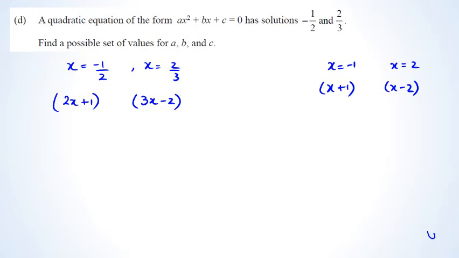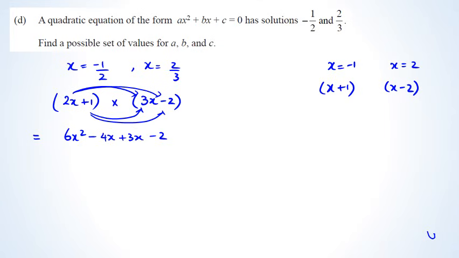And that's basically it, guys, because I've got my quadratic right there. Because if those are the two solutions, these are the two factors. If I expand this, I'm going to get 6x squared. 2x times -2 is -4x. 1 times 3x is plus 3x. 1 times -2 is -2. Simplify it, and I got 6x squared minus x minus 2.